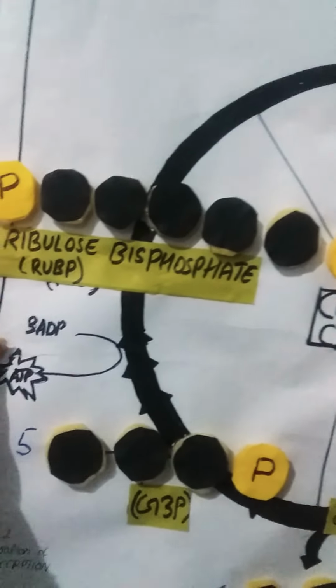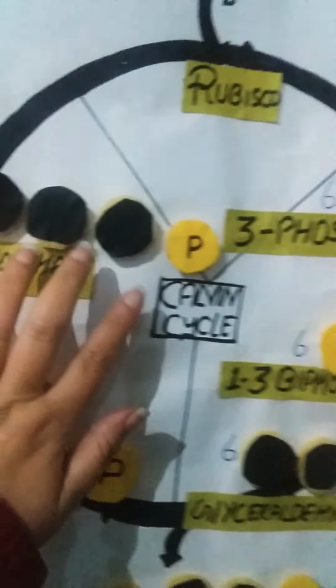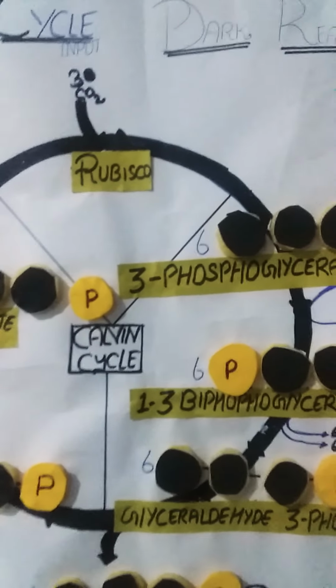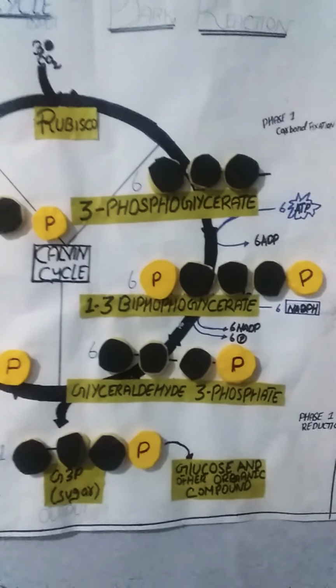And you can see she created the Calvin cycle using sponge for the phosphate and the carbon. These are the carbon, and this is the phosphate, which is created by using the sponge. And all the three steps of the Calvin cycle were created so amazingly by my student.